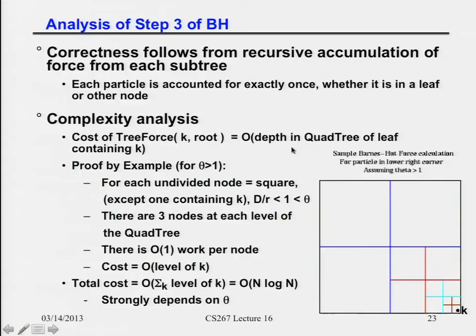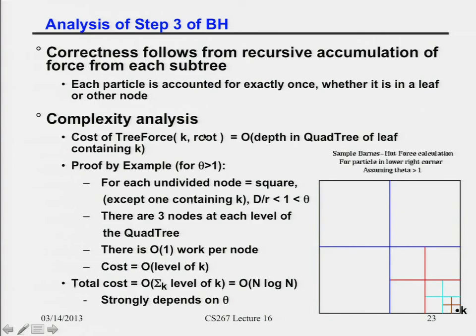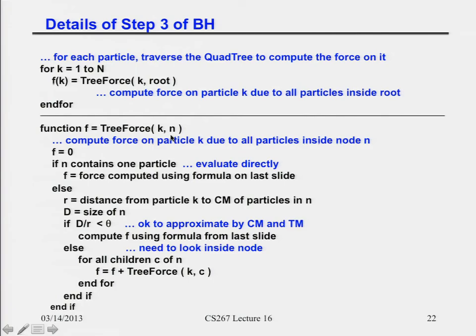Okay, so the question is, how much does this cost? I've claimed that this works, and the correctness is very simple. In this simulation I guarantee that every particle is accounted for. By the definition of this subroutine, please tell me the force on particle k due to everybody inside the root, and since I call it recursively on the children, every particle eventually gets accounted for. So the correctness is kind of natural.